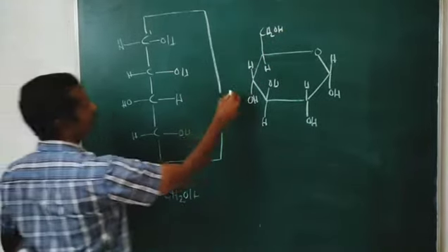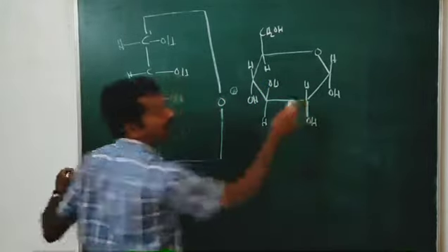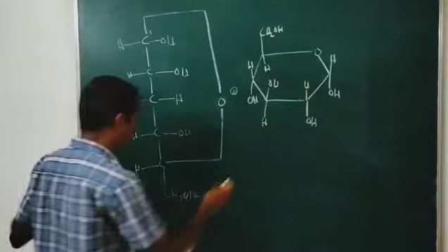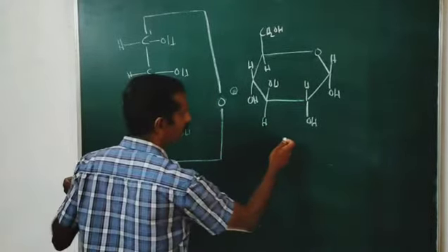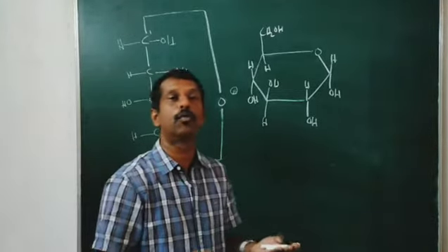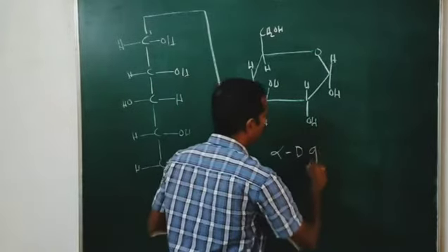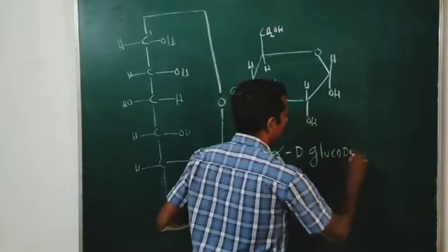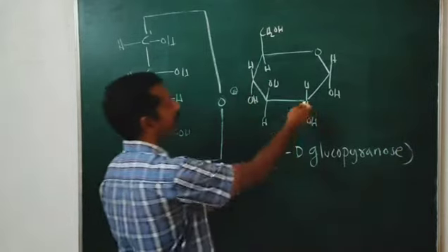Same thing, this can be shown like this. This type of structure is known as a pyranose structure. So this is alpha D glucose, or you can call it alpha D glucopyranose. This is the pyranose structure, or simply you can call it alpha D glucose.